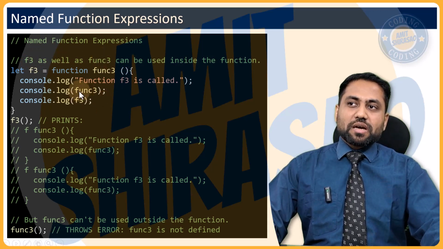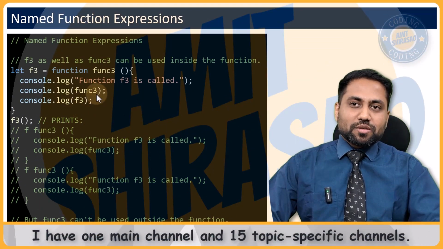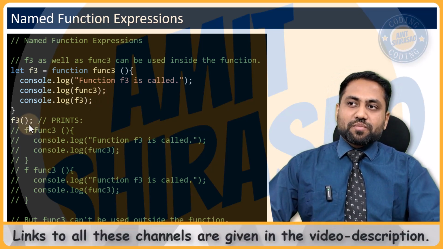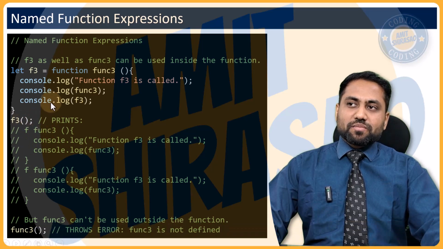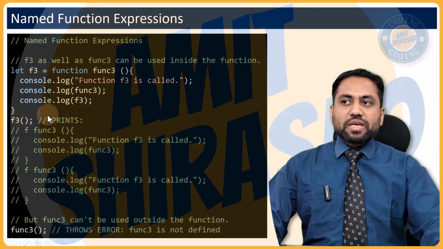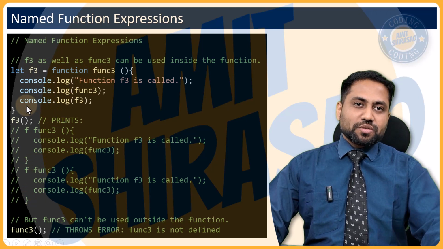So here if I say console log f3, then I get a result, and if I say console log func3, then I also get the result. Okay, so let us see that. I'm just calling this particular function f3, and I'm calling the function using f3 as well as func3. So f3 basically calls this particular function properly.